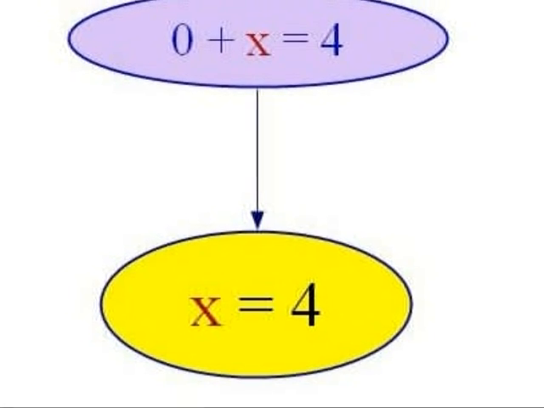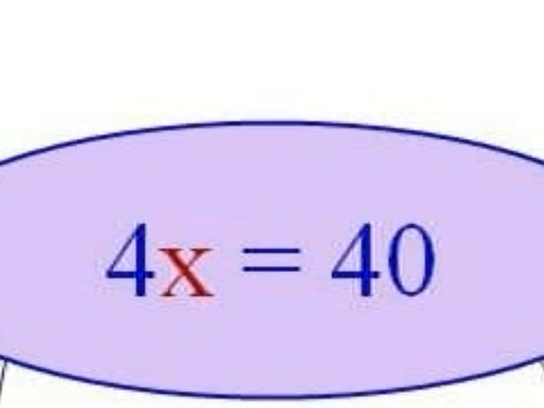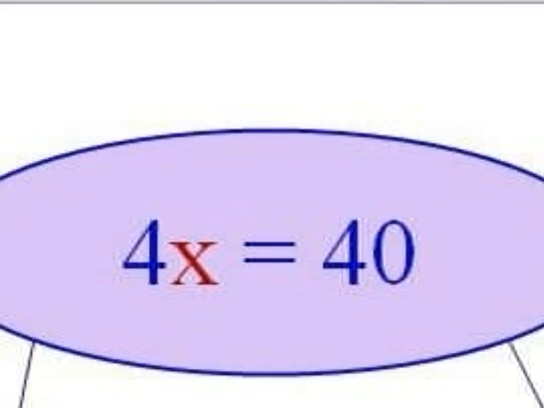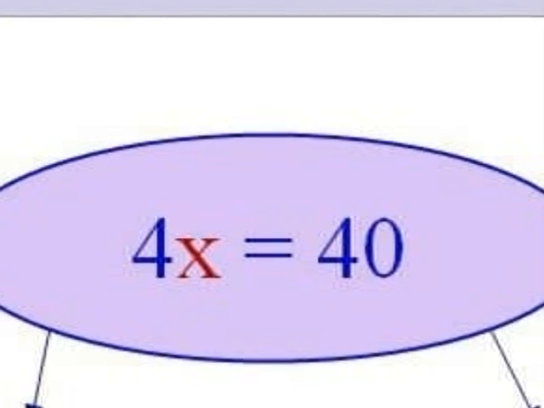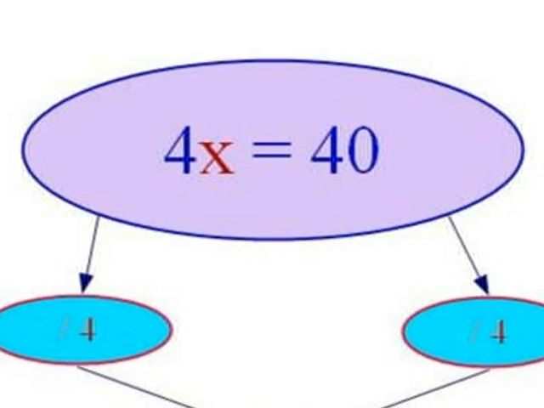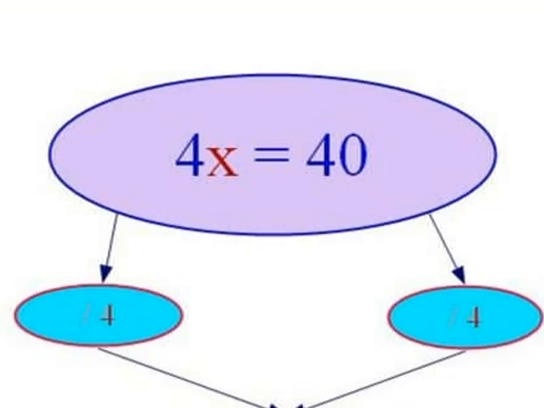Let's move on to another kind of algebraic equation. Here we see 4x equals 40. When you see a number directly followed by a variable, this means that the 4 and x are multiplied together to make 40. In this equation, we must do the opposite action of multiplication to solve for x. This means we need to divide both sides of the equal sign by 4.